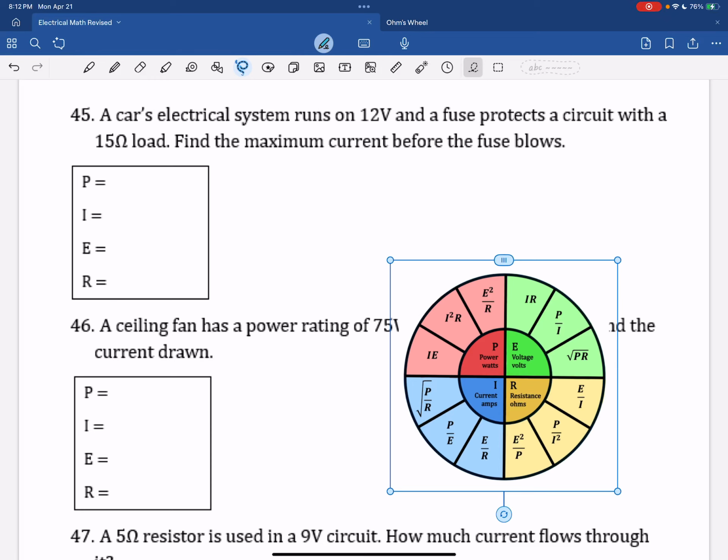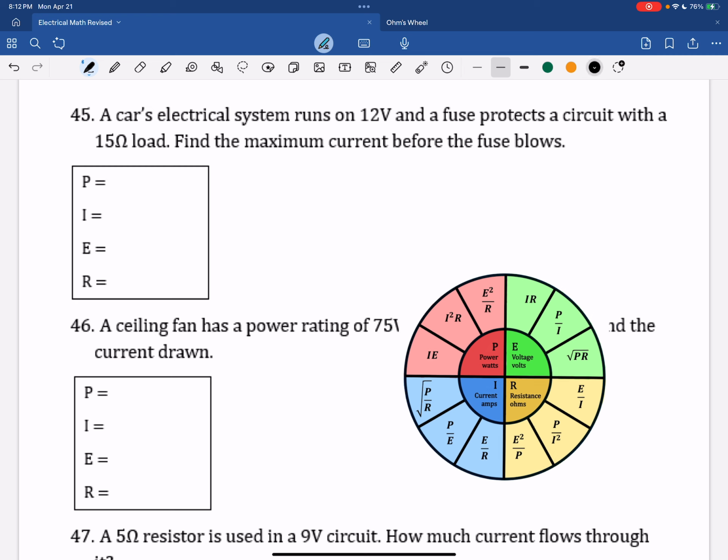Number 45. A car's electrical system runs on 12 volts, and a fuse protects the circuit with a 15 ohm load. Find the maximum current before the fuse blows. So we want to know I, and we know E and R. So I equals E divided by R. I equals 12 divided by 15.